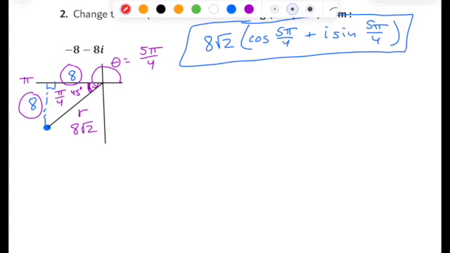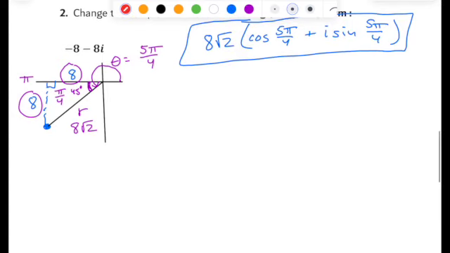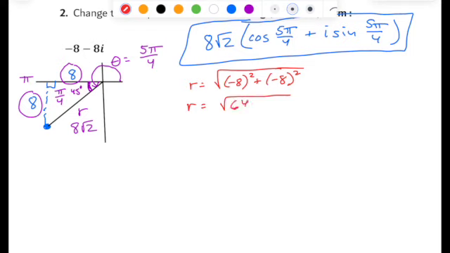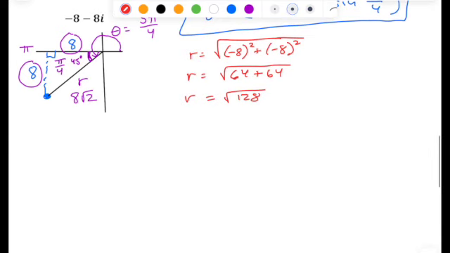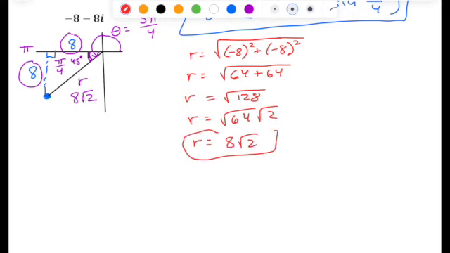Let's also talk about if you wanted to use the formulas, if you're a formula person. So r will be the square root of a squared plus b squared. So that'll be negative 8 squared plus negative 8 squared, which of course is going to make each one of those positive, so just be careful. 64 plus 64, you get root 128, which is not a perfect square, but what goes into root 128 is 64. So root 64 times root 2, which becomes 8 root 2.